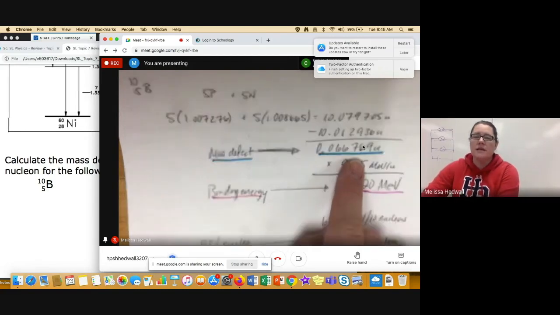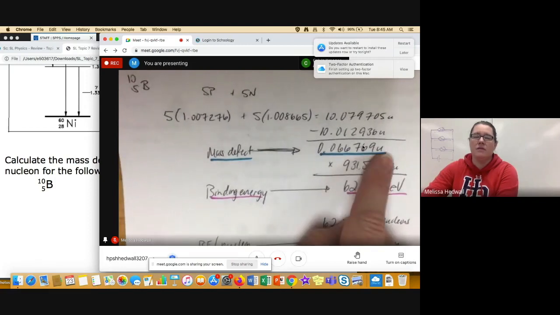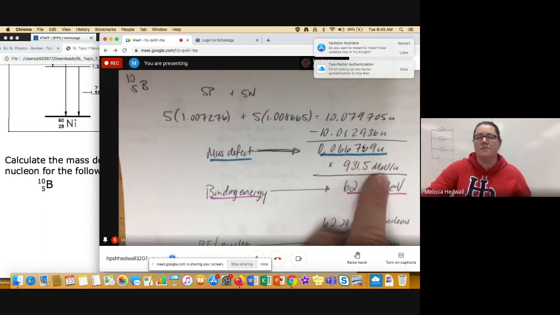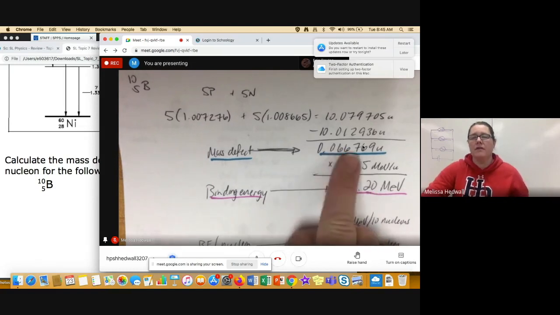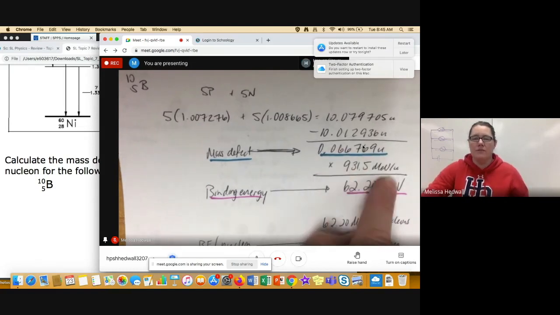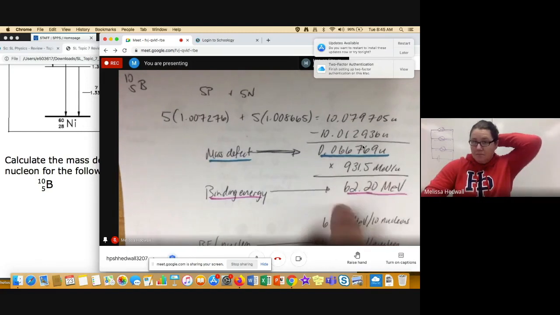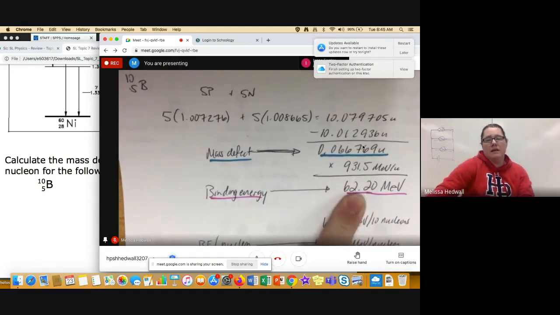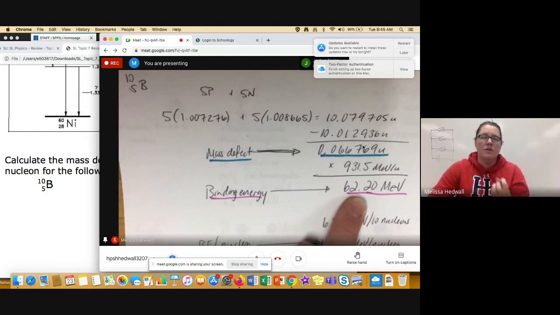And part of this is knowing the difference between mass defect, binding energy, and binding energy per nucleon. So the next thing we take is this mass defect and we figure out how that has shifted into energy. And we know that 1 unit is 931.5 mega electron volts. And so we take the number that we have here times 931.5 mega electron volts for each unit, and we end up with 62.20 mega electron volts. That's our binding energy. That's the energy that has been converted from mass into energy to hold the nucleus together.